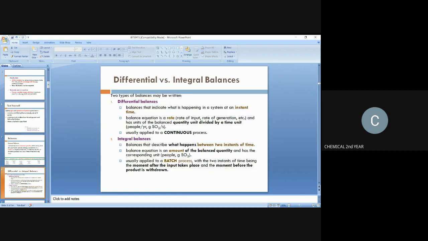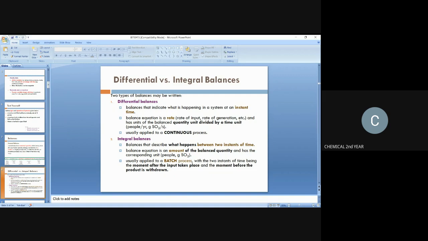What are differential and integral balances? There are two types of balances. First one is differential balances. Balances that describe what is happening in a system at an instant of time. The balance equation is a rate of input, rate of generation, etc., and has units of the balanced quantity divided by a time unit. Usually applied to a continuous process.